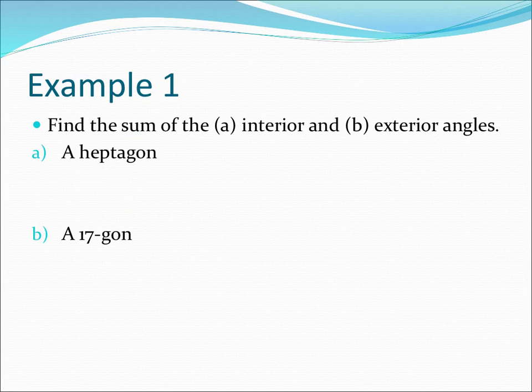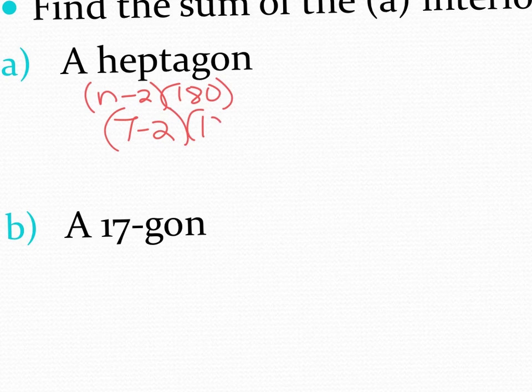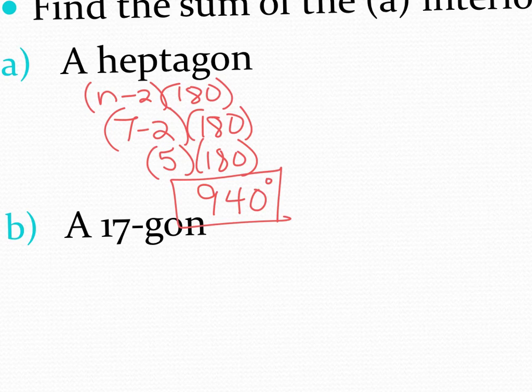All right, so this says find A, the sum of the interior and the sum of the exterior angles. And A is a heptagon. How many sides does a heptagon have? 7. So the sum of the interior would be n minus 2 times 180, which is 7 minus 2 times 180, or 5 times 180, which is 940.